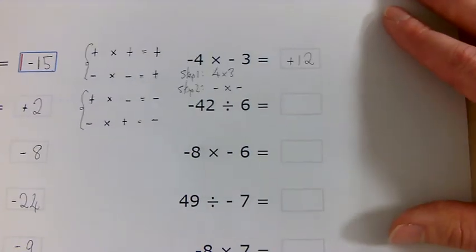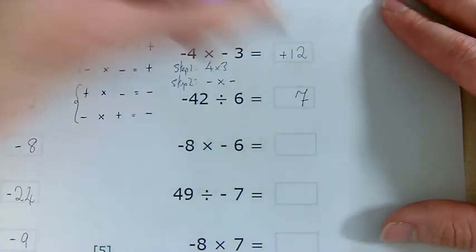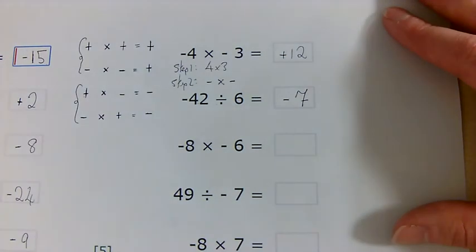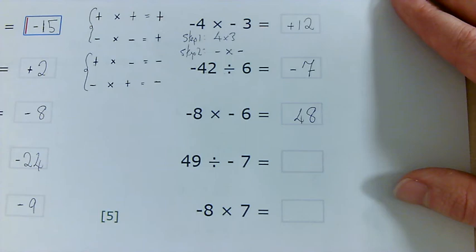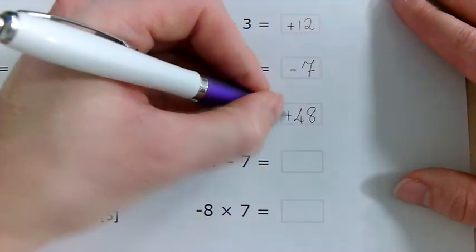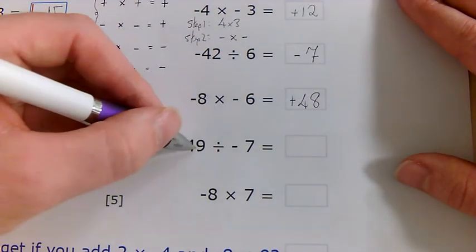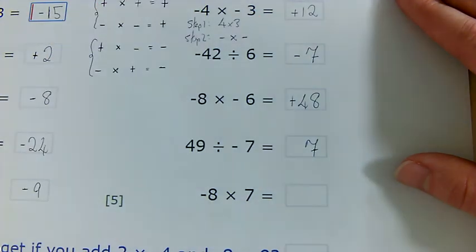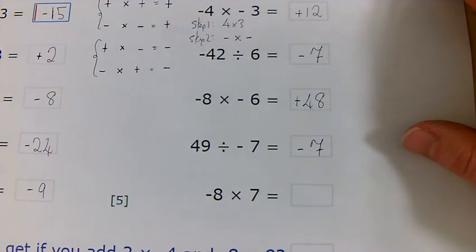And very quickly through the remaining couple of questions. 42 divided by 6 is 7. A negative divided by a positive will be a negative. So there's your minus 7. 8 multiplied by 6 is 48. A negative multiplied by a negative gives me a positive answer. 49 divided by minus 7, well it's 49 divided by 7 first, which is a 7. Positive divided by negative is a negative, so there you've got a negative 7.